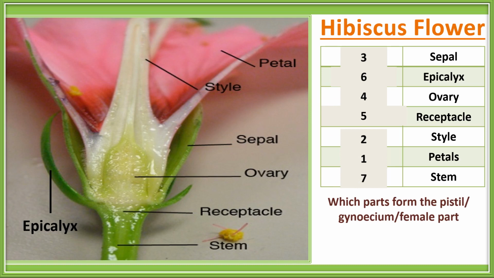Which part forms the pistil, gynoecium, or the female part? Which part forms the pistil or gynoecium? We have the style and the ovary.